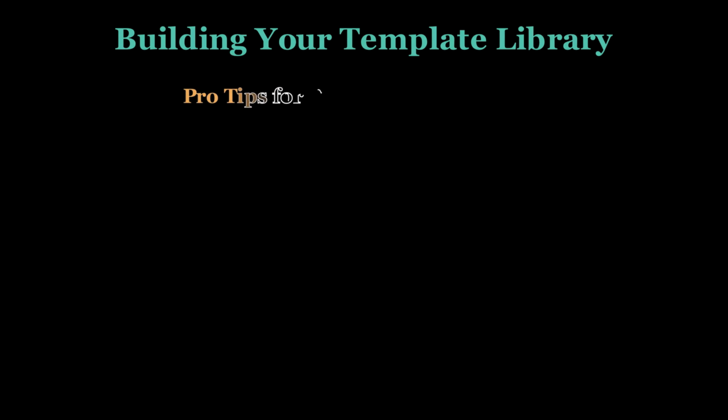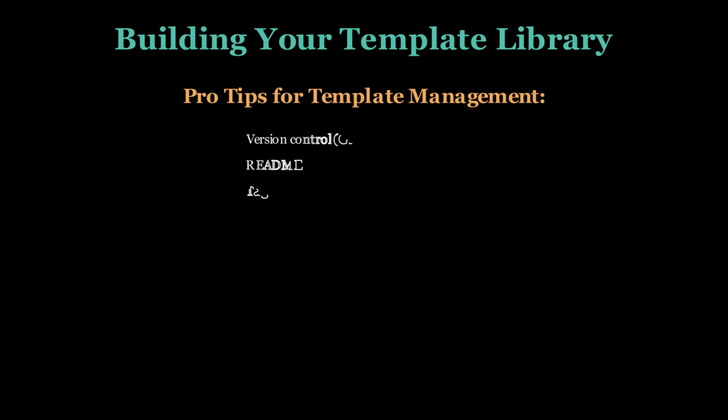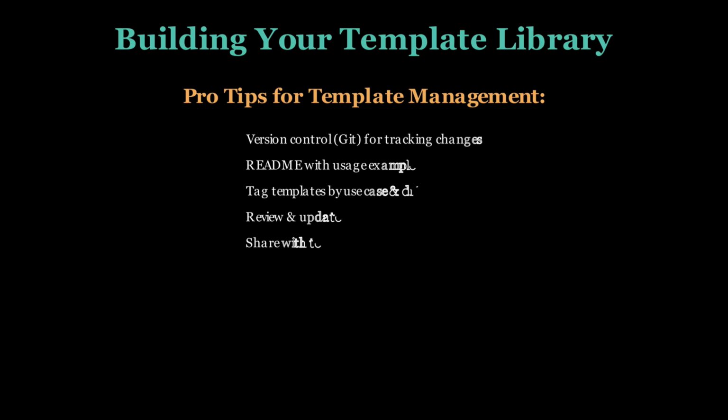Pro tips. Use version control like Git to track changes. Add a README with usage examples. Tag templates by use case and difficulty. Review and update them quarterly. And share with your team for consistency. A well-maintained library is a productivity multiplier.